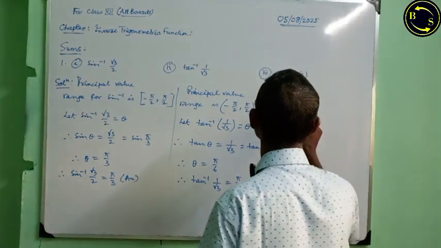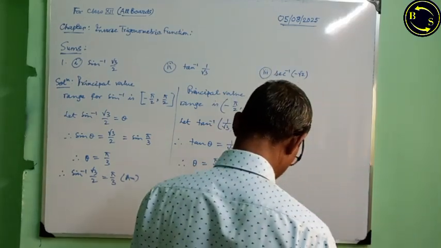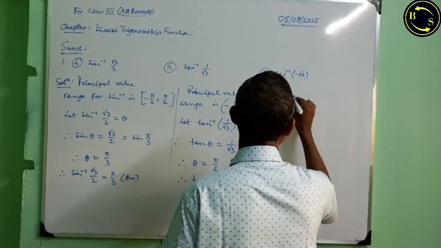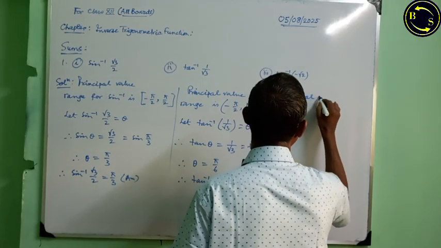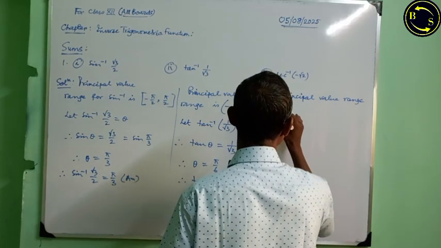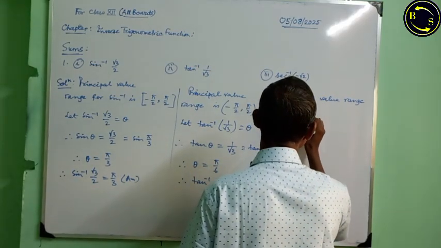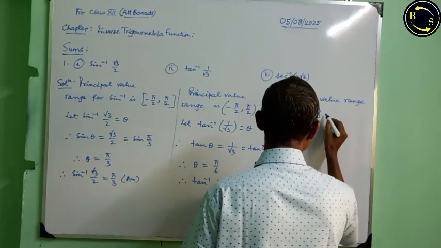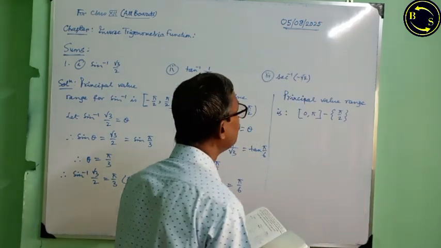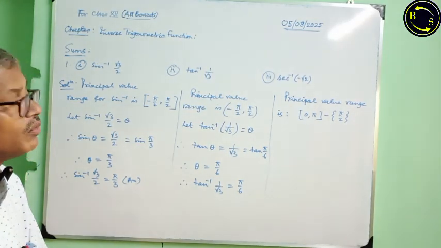Now sum number 3, for sec inverse, principal value range is 0 to pi minus the set of pi by 2. Closed interval 0 to pi except the value pi by 2.